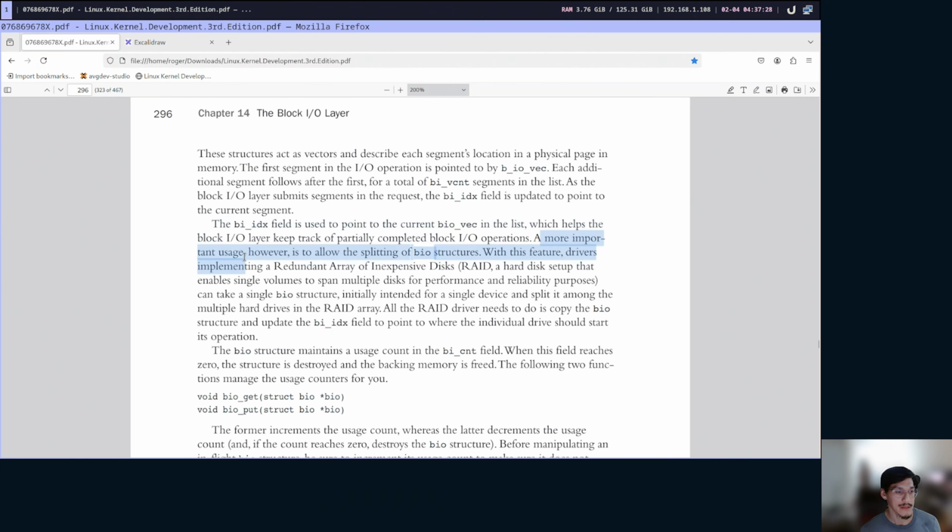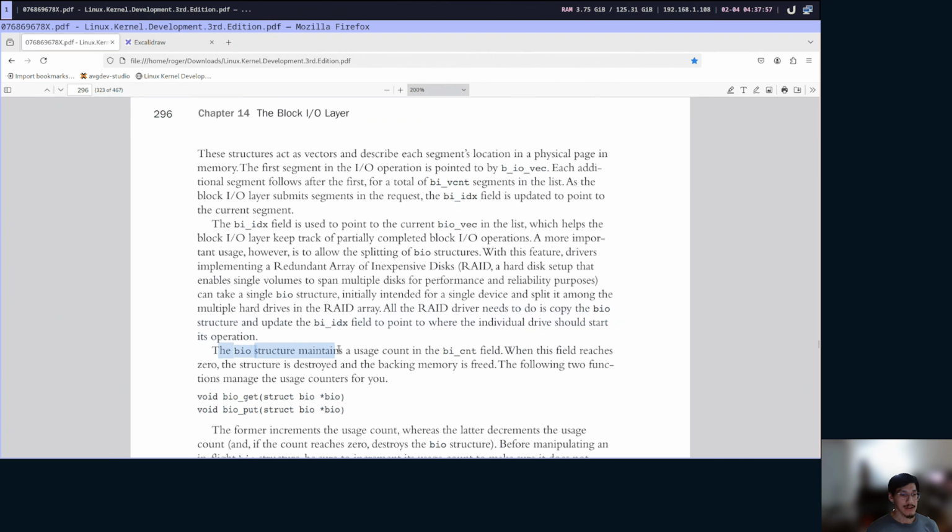A more important usage, however, is to allow the splitting of bio structures. With this feature, drivers implementing RAID, or redundant array of inexpensive disks, can take a single bio structure initially intended for a single device and split it among the multiple hard drives in the RAID array. All the RAID driver needs to do is copy the bio structure and update the bi_idx field to point to where the individual drive should start its operation.